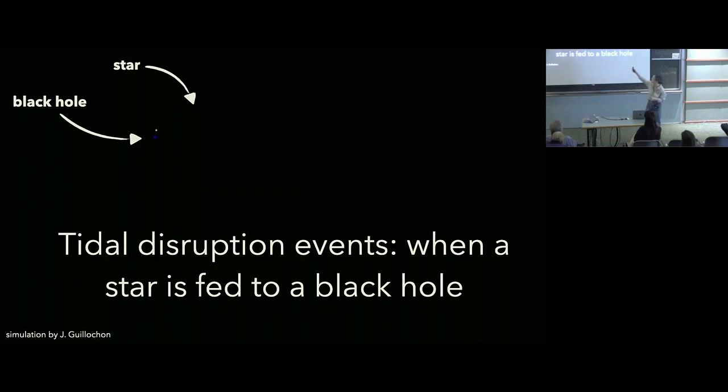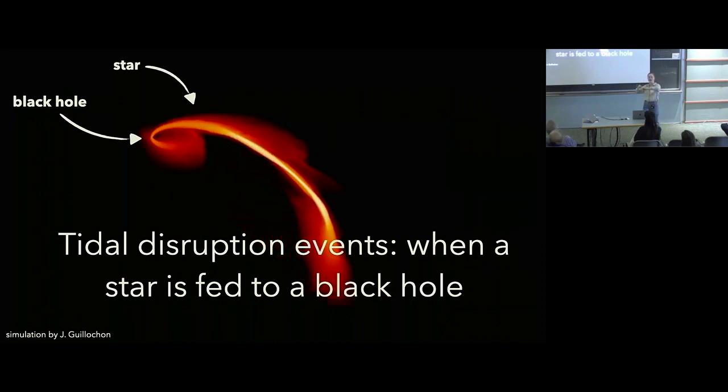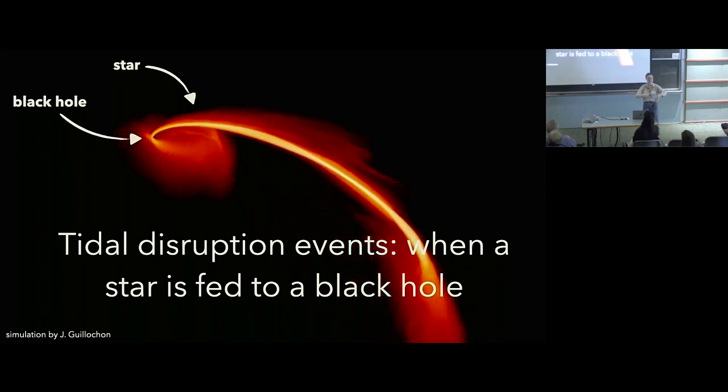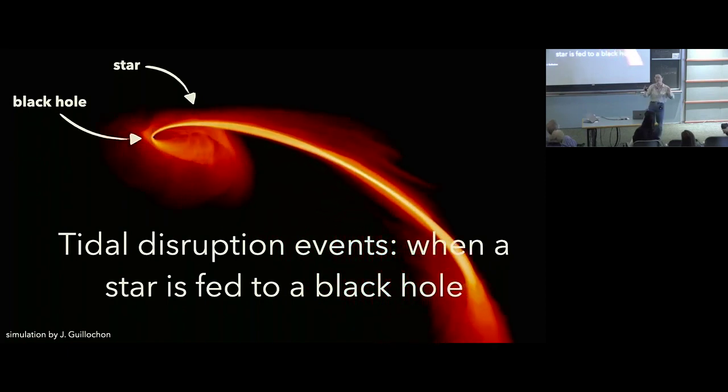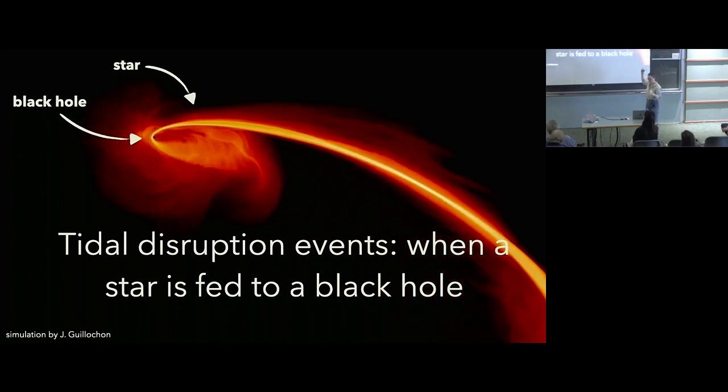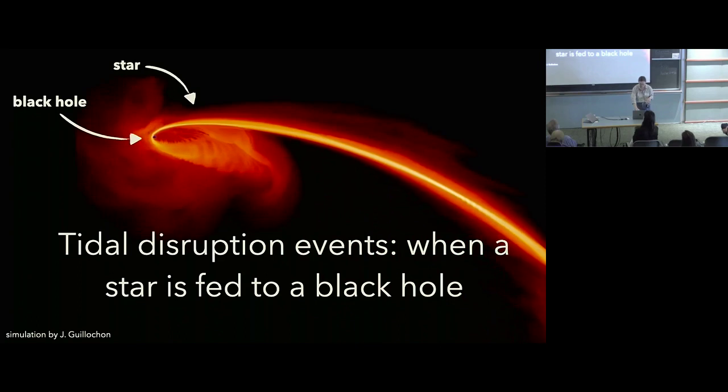So a star comes in, and it's ripped apart. And then in the most extreme case, it's completely ripped apart. And about half the mass is going to be bound to the black hole and eventually accrete. And that accretion after the actual disruption is what produces the flare we observe. Half of the mass is going to leave unbound from the system.